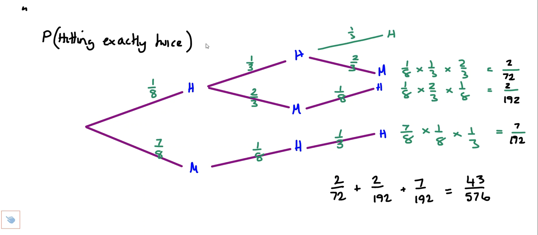So, we could say, what's the probability of hitting twice? Well, I hit twice, and then if I hit a third time, I still hit twice. So we clarify with hitting it exactly 2 times.